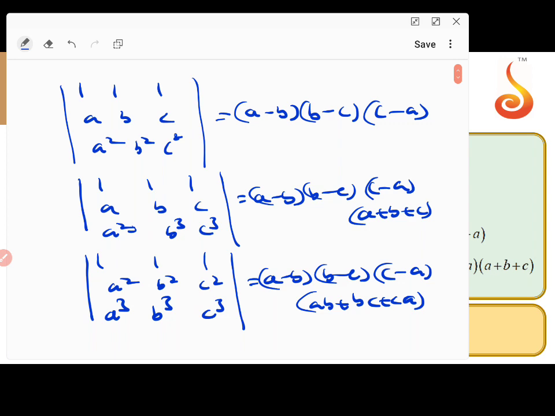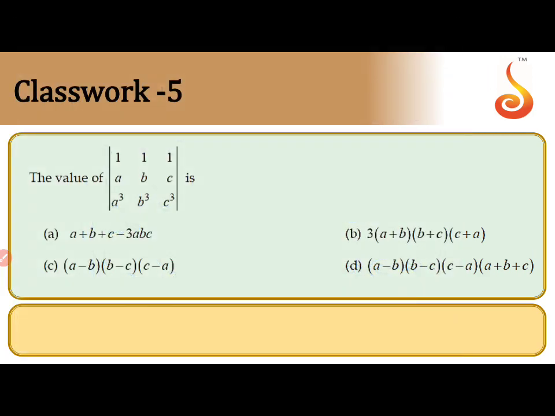That means the determinant with rows 1 1 1, a² b² c², a³ b³ c³ is (a−b)(b−c)(c−a) times (a+b+c). Now, for second row squares and third row cubes, it is (a−b)(b−c)(c−a)(ab+bc+ca). So these three you can remember. Based on this, which option is matching? Here 1 1 1, a³ b³ c³ is given, so option B is the only correct answer. You have clear this one?